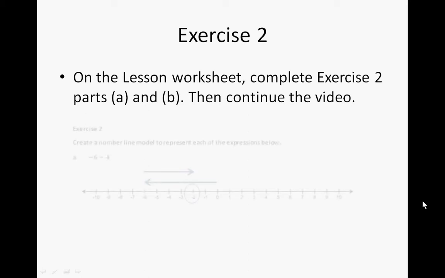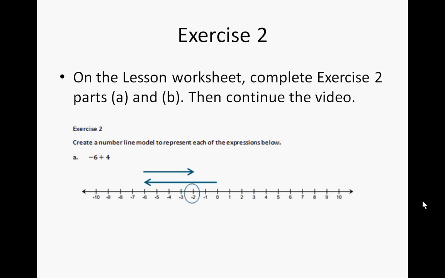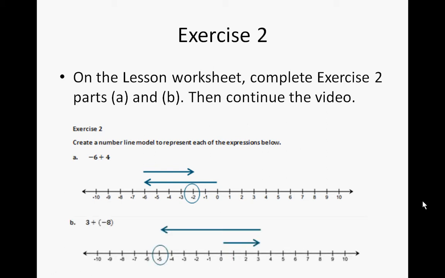All right, so you should have for part A, if you are going to represent -6 plus 4 on the number line using vectors, then you would do a vector starting at 0 and going to the left, a length of 6, and then a vector starting at -6 and going to the right, a length of 4. And when you combine those two, your stopping point is at -2. For part B, you would have a vector length of 3 starting at 0 going to the right, and then starting at 3 going to the left, a length of 8, and that would stop at -5.